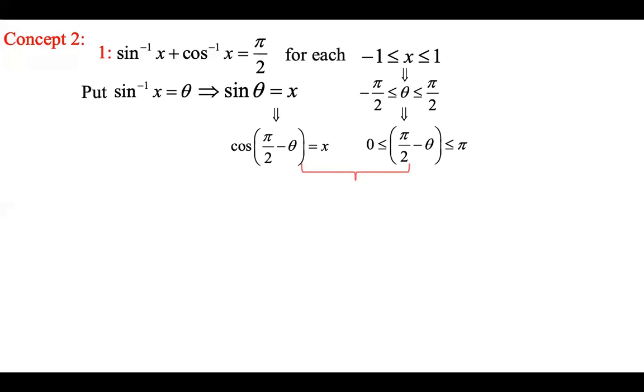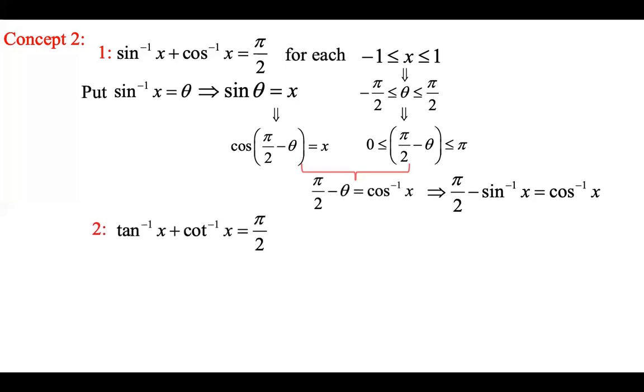Therefore now this cos can be inverted. Therefore pi by 2 minus theta is equal to cos inverse x. So from this, pi by 2 minus sin inverse x is equal to cos inverse x. Therefore sin inverse x plus cos inverse x is equal to pi by 2. This is the way a student can convince, or we can convince, that idea.